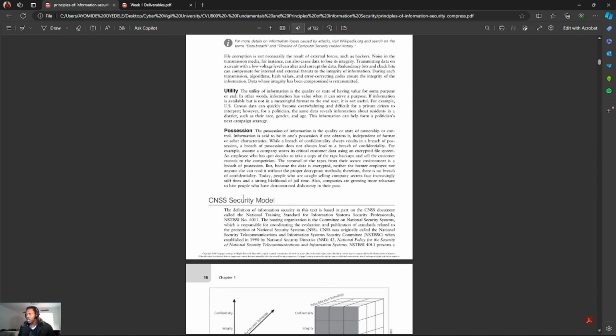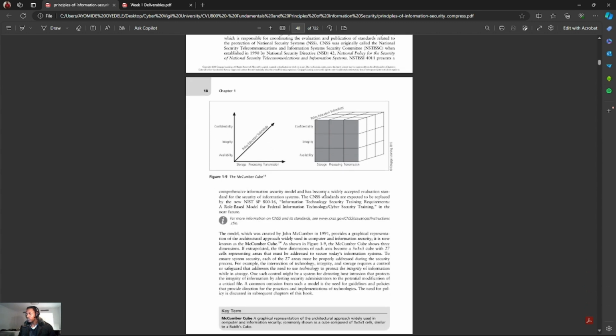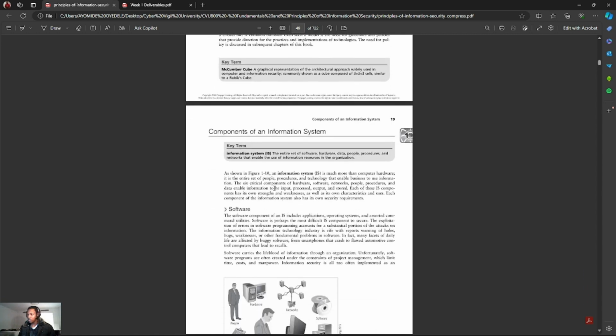So there's also what is known as security models, right? One of the security models we can see on this textbook is the CNSS security model. Just from looking at this, you can see confidentiality, integrity, and availability on this axis, and you can also see storage, processing, and transmission. What does this mean? Of course, data are stored, data are processed, and data are transmitted. So that gives you an understanding of why these three pillars, the CIA triad, are inextricably intertwined with these principles of storage, processing, and transmission, right?